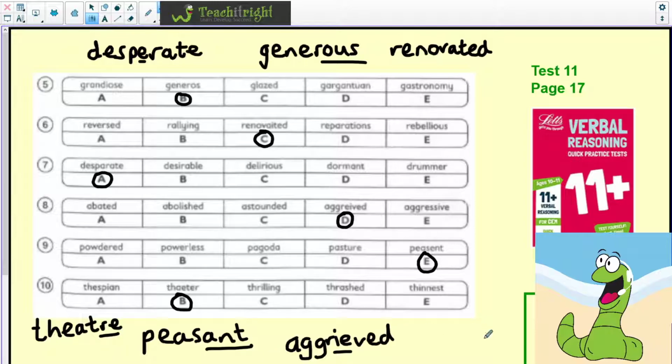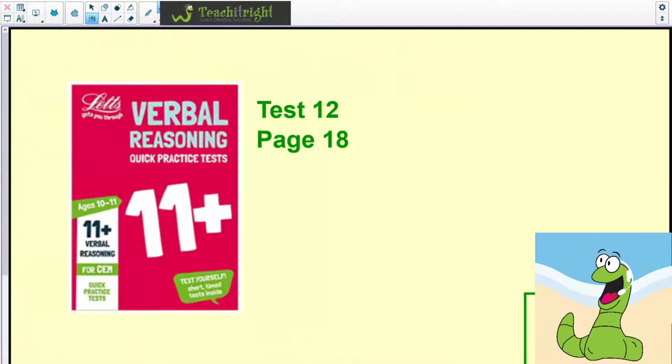Well done if you got 10 out of 10 on that. Very impressive, not an easy section at all. But if you did manage 10 out of 10, a big thumbs up. Let's move on to the next test.